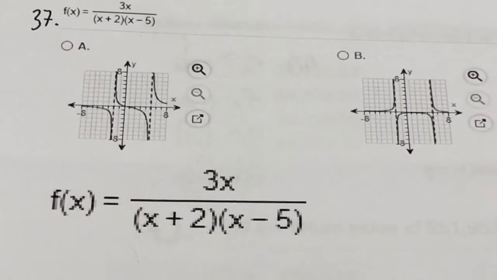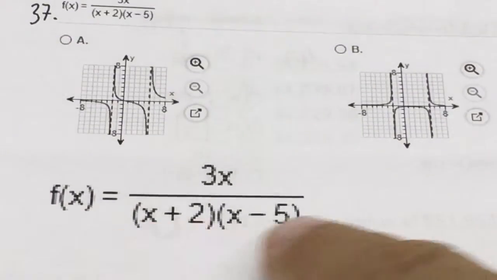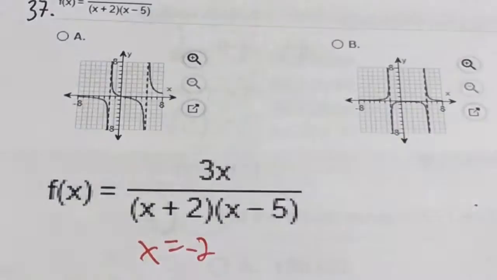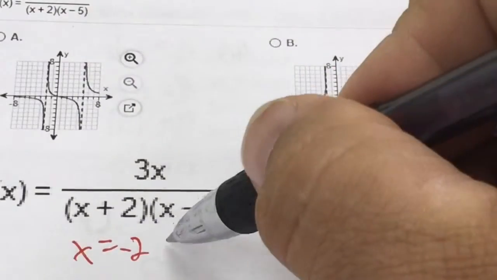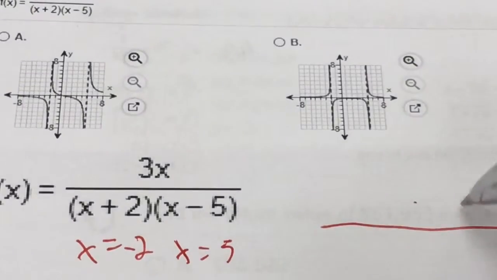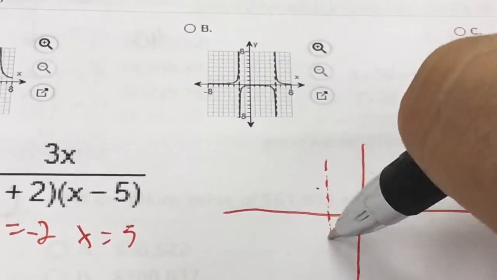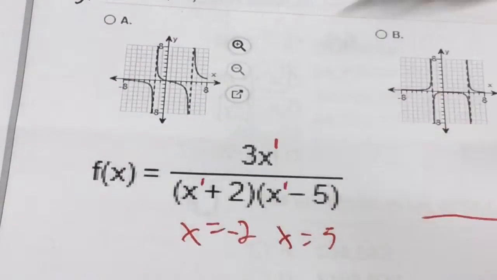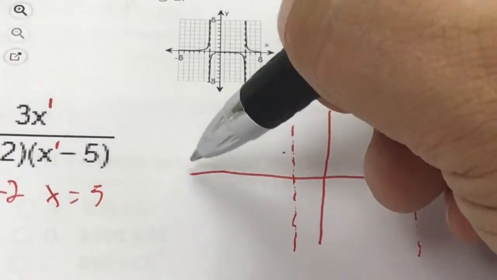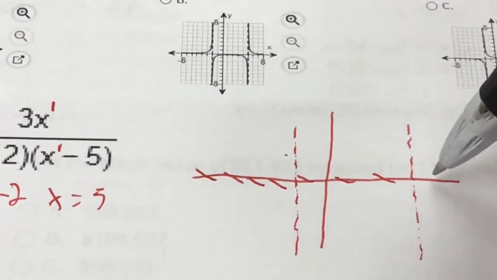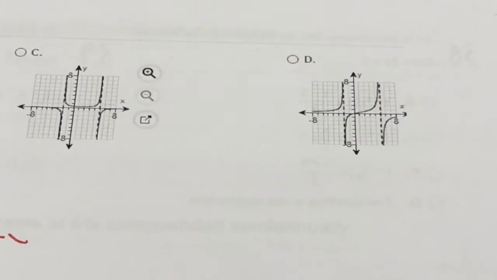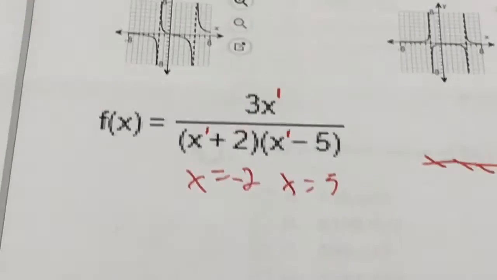So here's my equation. Since this equation has two quantities on the bottom, I'm going to have a vertical asymptote at x equals negative 2 and a vertical asymptote at x equals 5. So I'm going to put an x-axis, and at negative 2 I'm going to have a vertical asymptote, and at 5 a vertical asymptote. Also notice, the degree of the top is 1 and the degree of the bottom is x squared. So that means it's going to have a horizontal asymptote right along the x-axis. And I believe all these pictures have the same vertical and horizontal asymptotes. This is where it gets a little tricky.